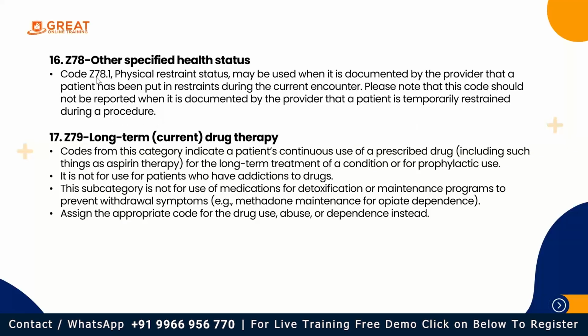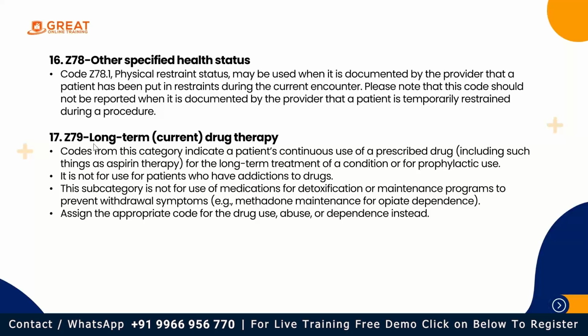Okay, we have to use Z78.1 code only when the patient has restraint status. Z79, long-term or current drug therapy. Codes from this category indicate a patient's continuous use of a prescribed drug, including such things as aspirin therapy, for the long-term treatment of a condition or for prophylactic use. It is not for use for patients who are addicted to drugs. Okay, if the patient is addicted to a drug, we should not use this code.